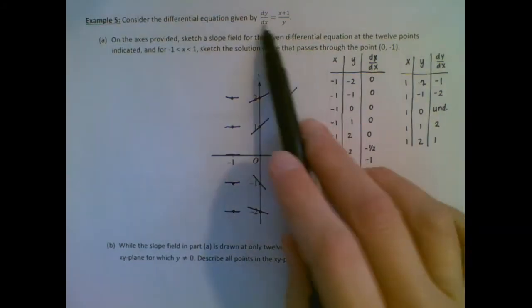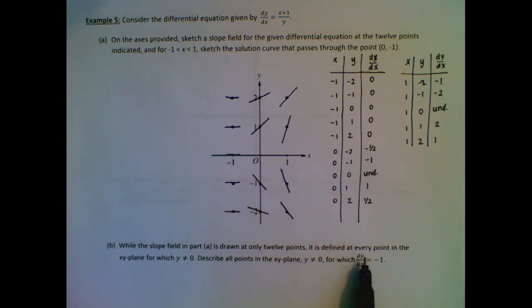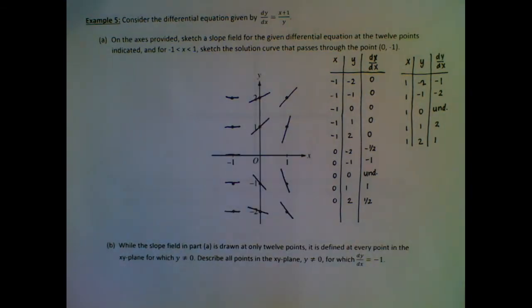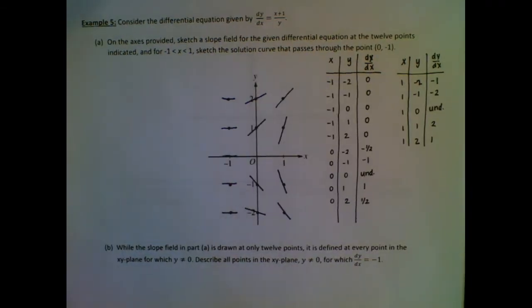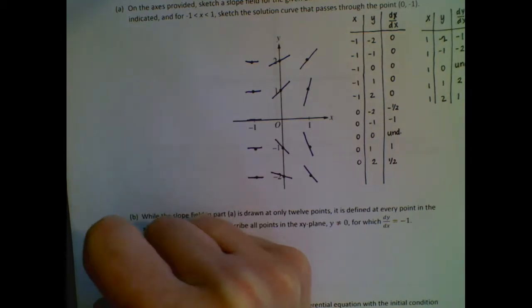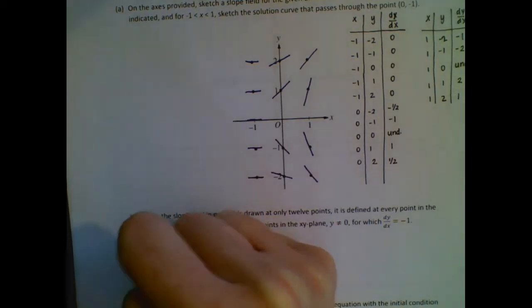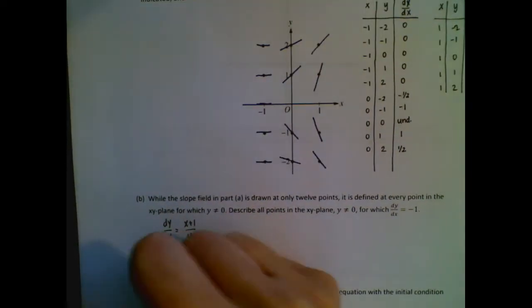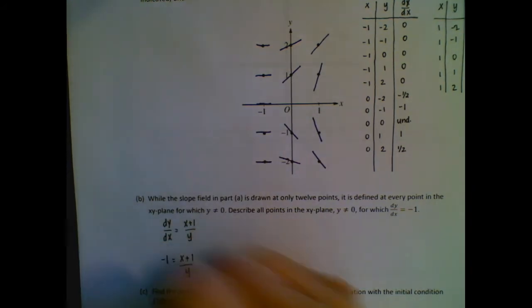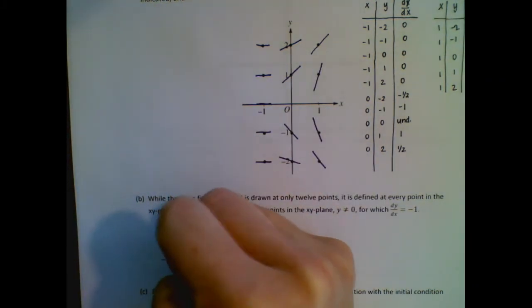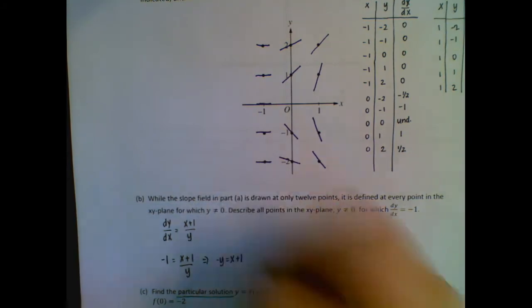Since we know what dy/dx is, I can substitute in this value of -1 for my dy/dx, and I can solve for the equation that's going to give me all points in this plane for which my slope is going to be -1. So I know my dy/dx is (x + 1)/y, but I know that my slope is -1. If I multiply each side of this equation by y to clear my fraction, that's going to give me -y is equal to x + 1.